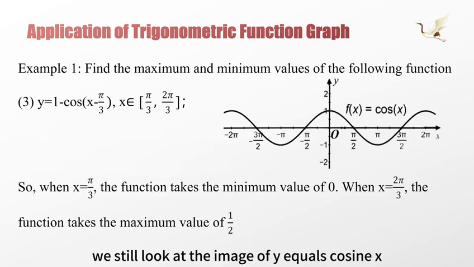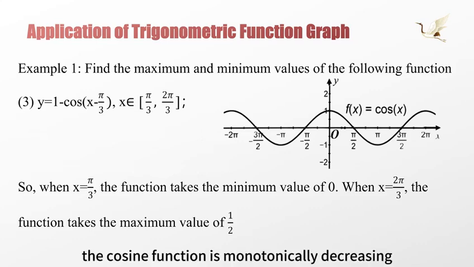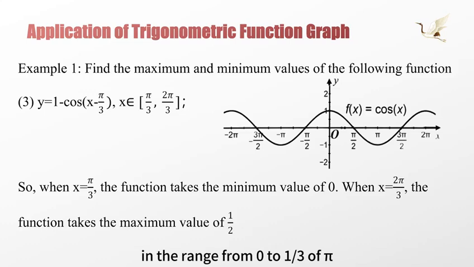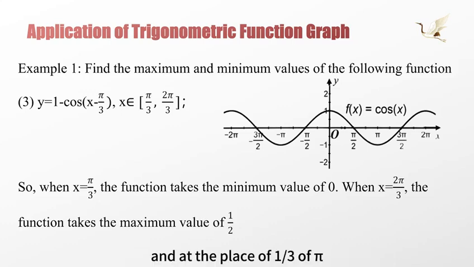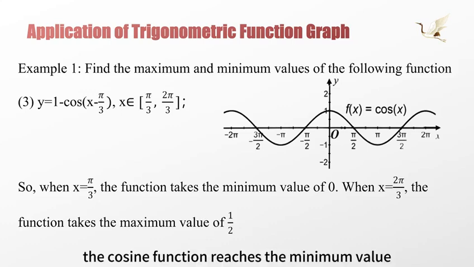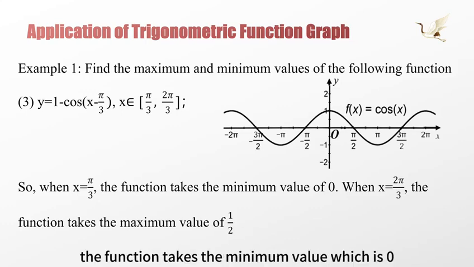We still look at the image of y equals cosine x. What we are concerned about now is that the cosine function is monotonically decreasing in the range from 0 to 1/3 of pi. That is to say, at the point of 0, the cosine function reaches the maximum value, and at the place of 1/3 of pi, the cosine function reaches the minimum value. That is, when x equals 1/3 of pi, the function takes the minimum value, which is 0.